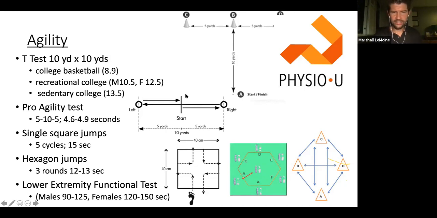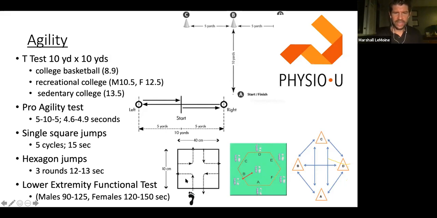Your pro agility test, where you run one way 5 yards, turn around, run all the way across 10 yards, and then back to the middle. And again, this is a quick change of direction. They touch the line. And again, you have these times. So 4.6 for like your super elite, under 5 seconds still though should still be for your high school athlete, recreational athlete.